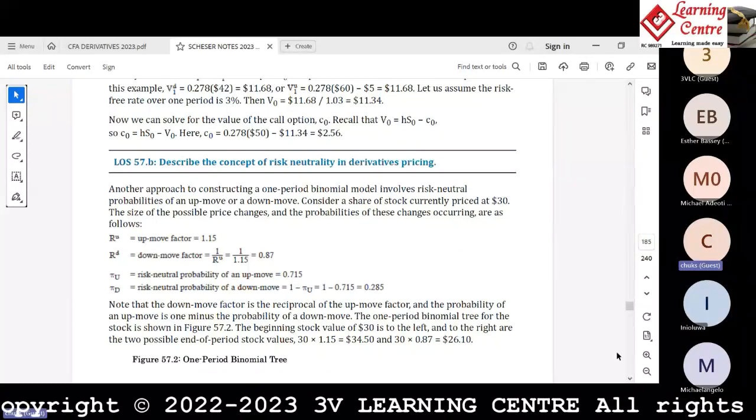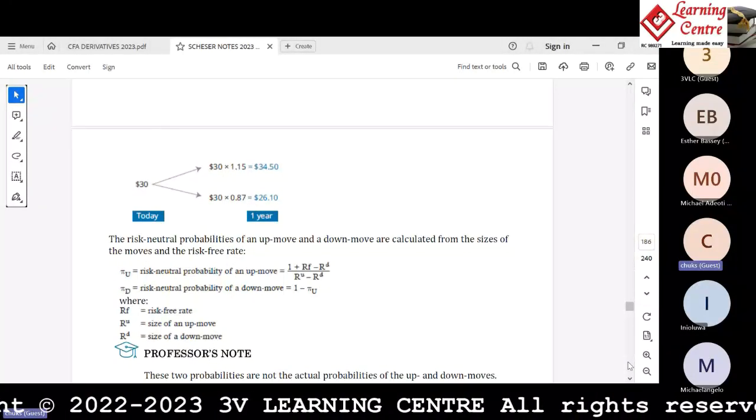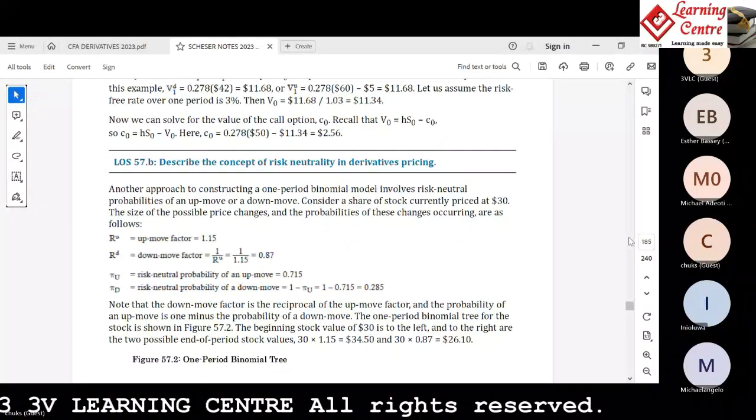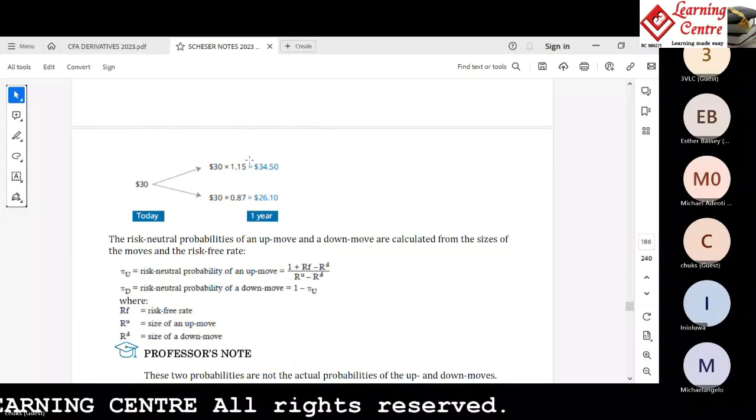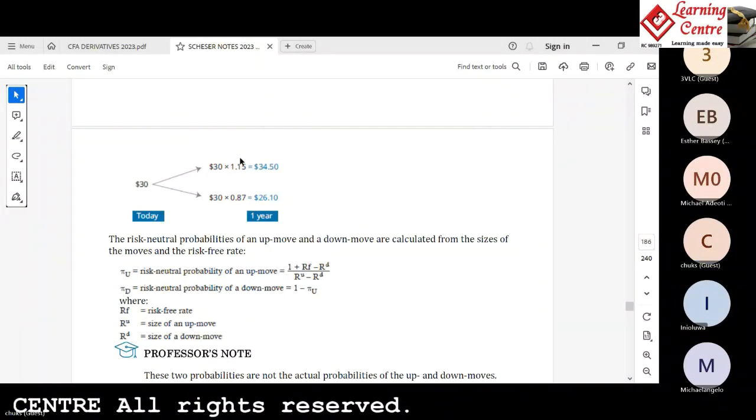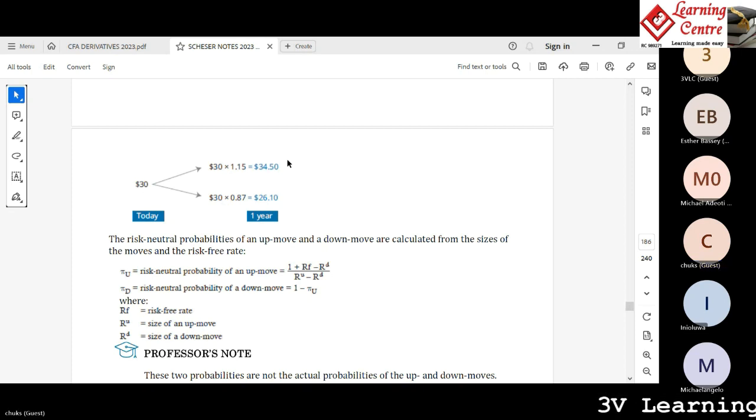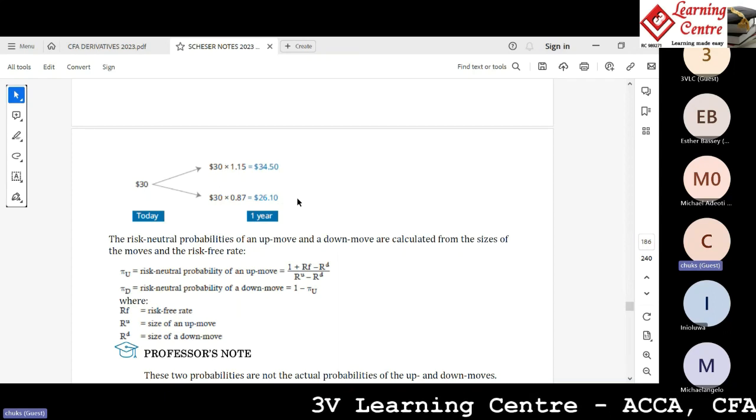So this is what I was trying to call out. 30 times 1.5 is 34.5, and then 26.1. At the one on top, we will exercise, and our value there is 4.5, right? Yes. Good. And our value for this one is 0. So automatically we have values for 2 of them.